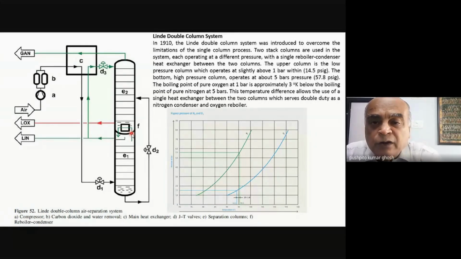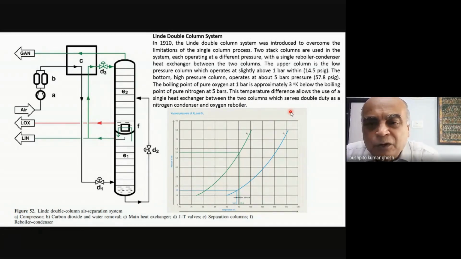The boiling point of pure oxygen at 1 bar is approximately 3 degrees Kelvin below the boiling point of pure nitrogen at 5 bar. Look at how beautiful it is. This temperature difference allows the use of a single heat exchanger between the two columns, which serves double duty as a nitrogen condenser and oxygen reboiler. It is just amazing. And this is really the technology even today.